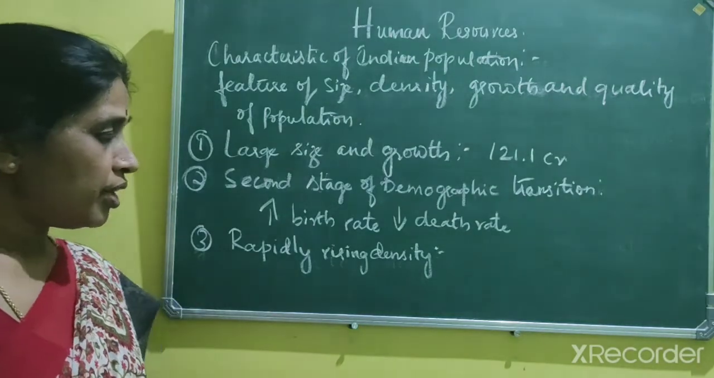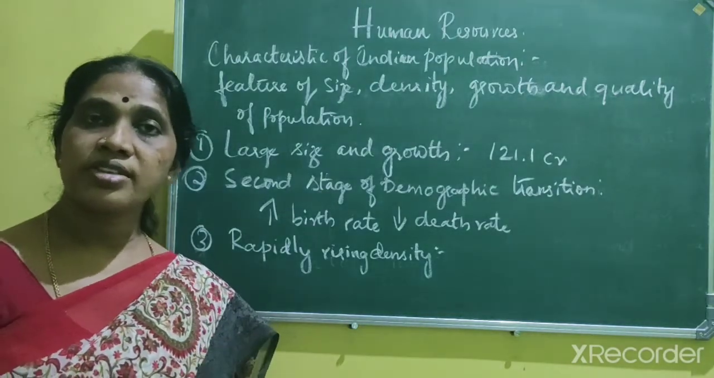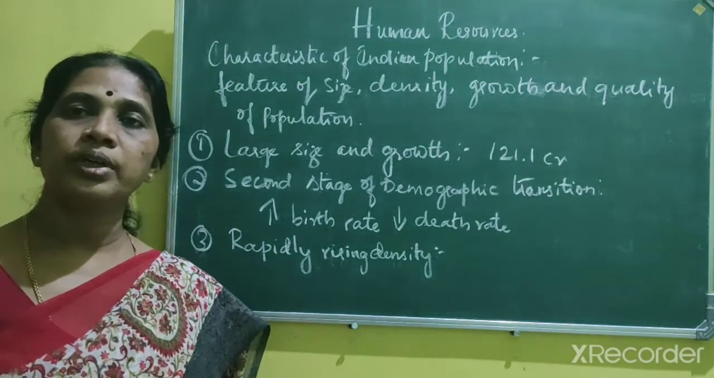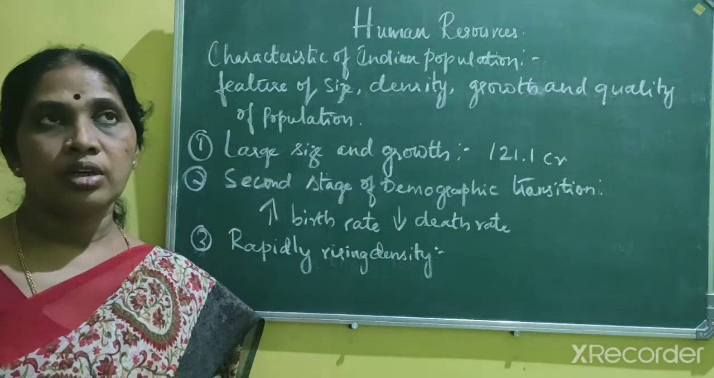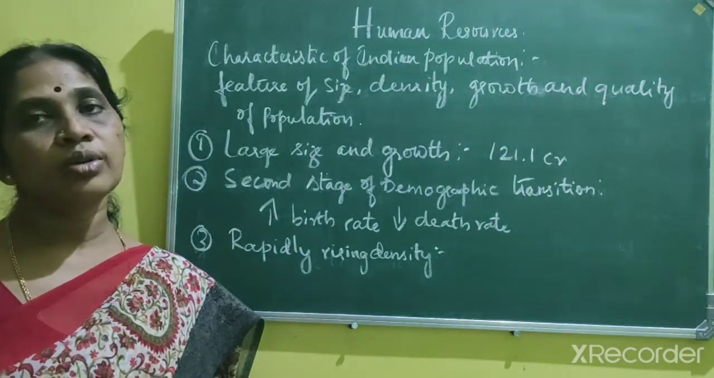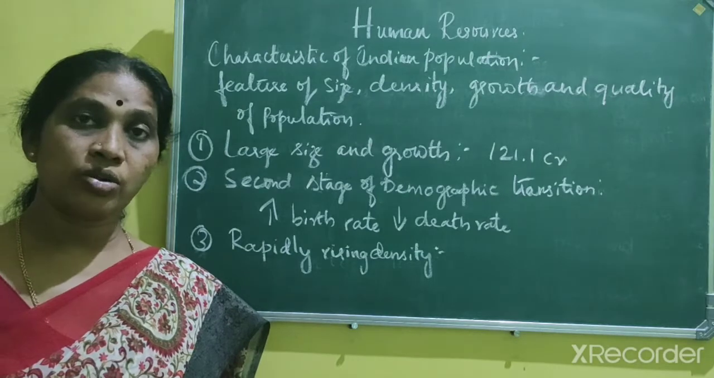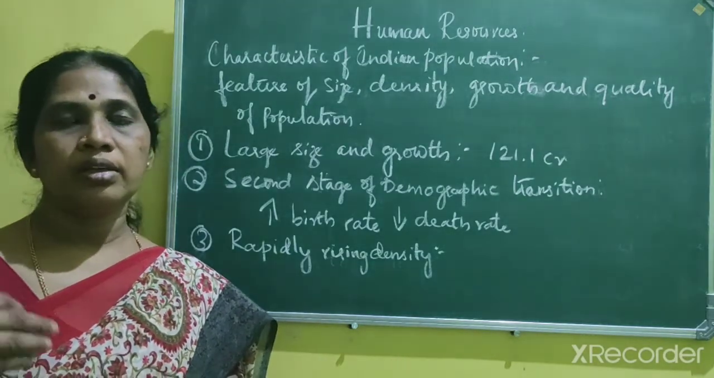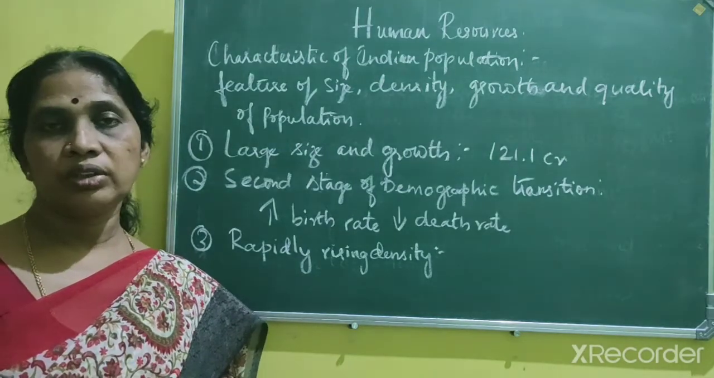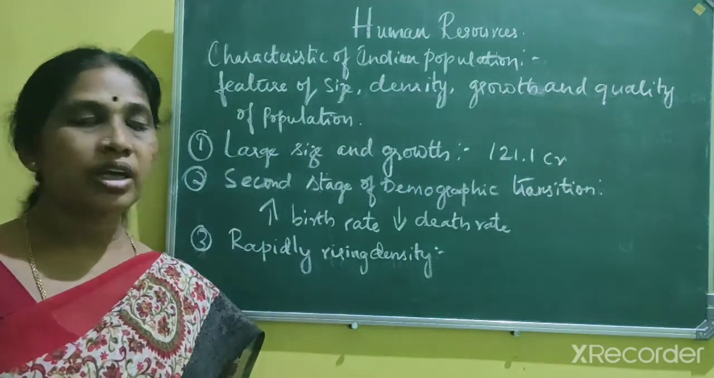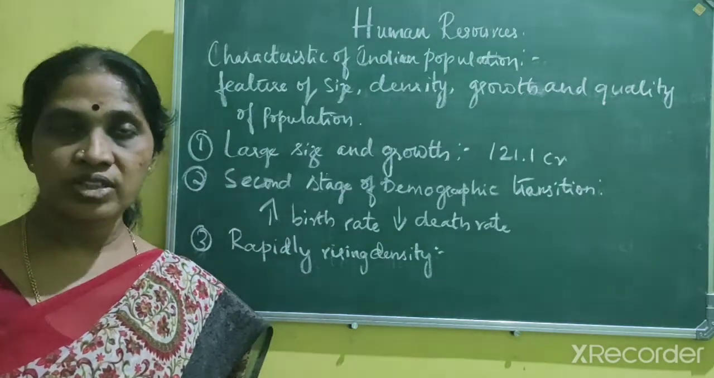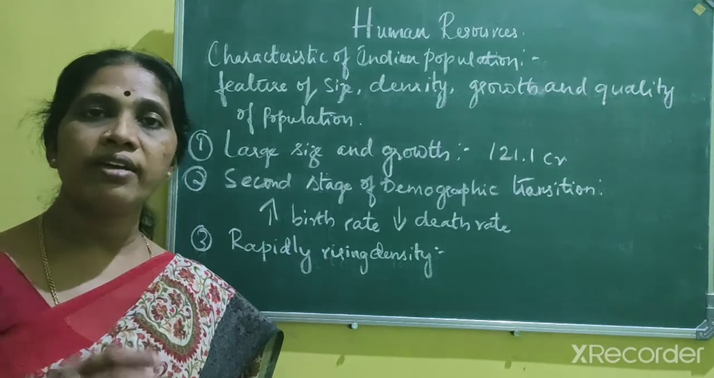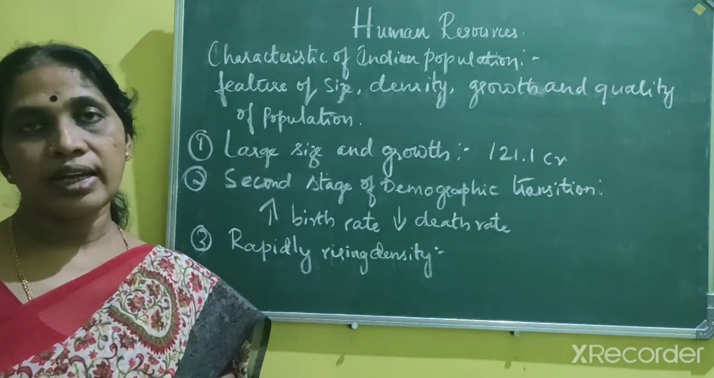Coming to its ratio, India occupies 2.4% of the land area of the world, and it supports 16.7% of the total population of the world. So for a country like India, which has low capital and is technologically very backward, this rapidly rising density is going to be a heavy burden.